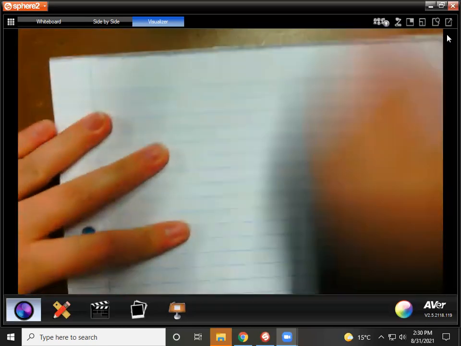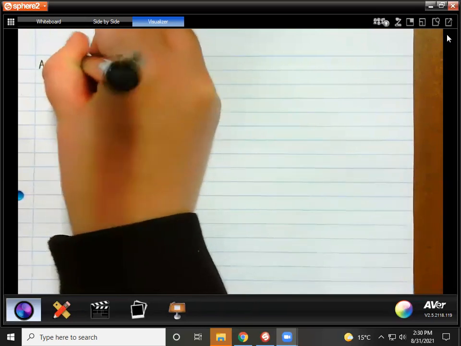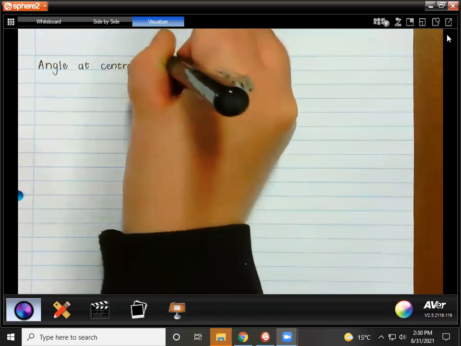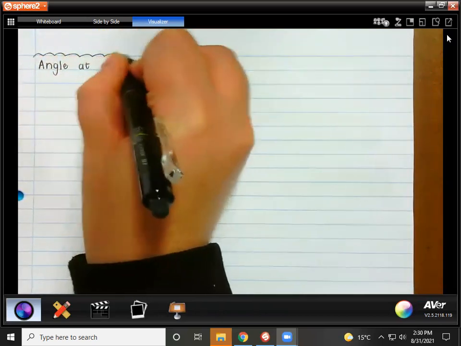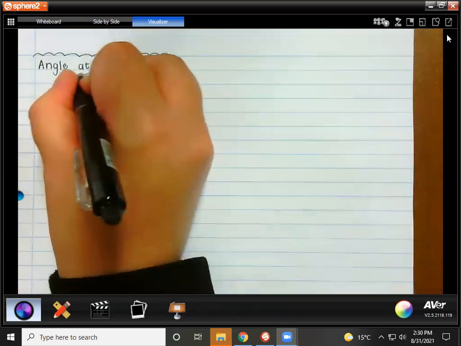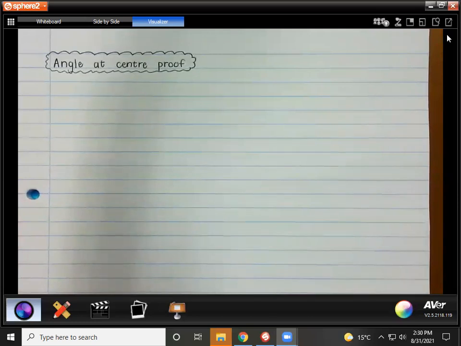Sorry, I just got to catch up here quickly. We are doing the angle at center proof. Okay, I'm going to draw the picture quickly, the picture that they will give us. So just going to draw it here on the side.